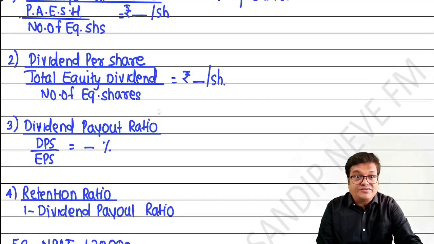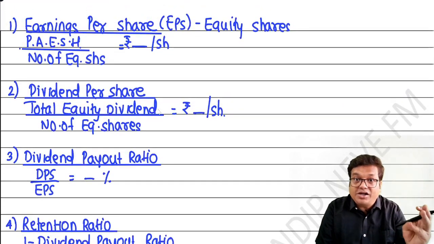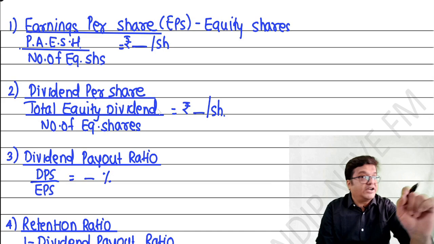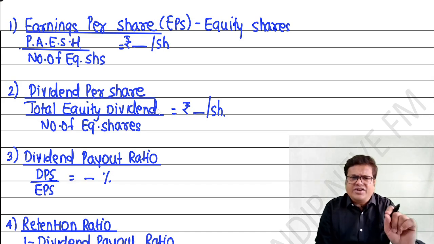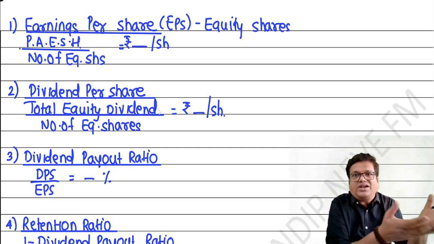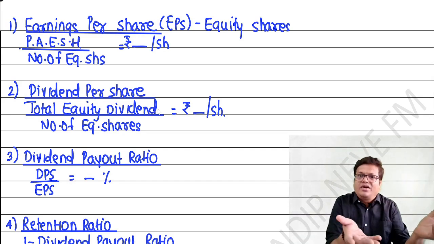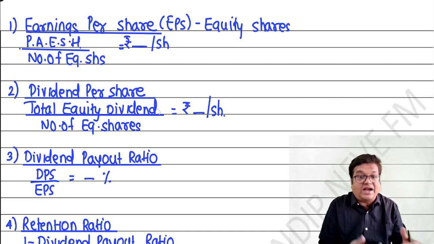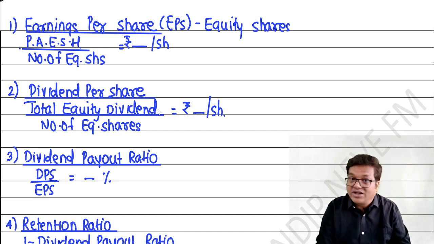Which 4 ratios have we discussed till now? Tell me. Earning per share, that is profits available for equity shareholders divided by number of equity shares. Dividend per share would generally be given in the question. If not given, then we can always calculate it: take the total equity dividend divided by number of equity shares. Dividend payout ratio, DPS upon EPS, and retention ratio is 1 minus dividend payout ratio.